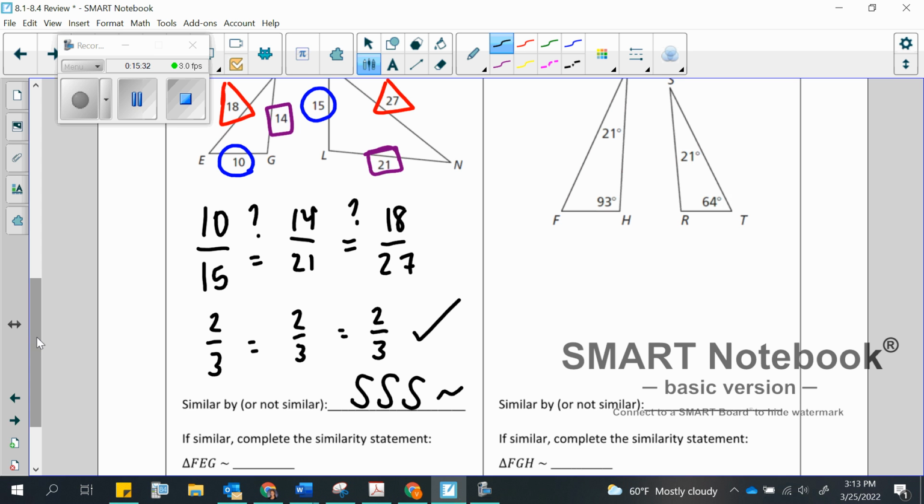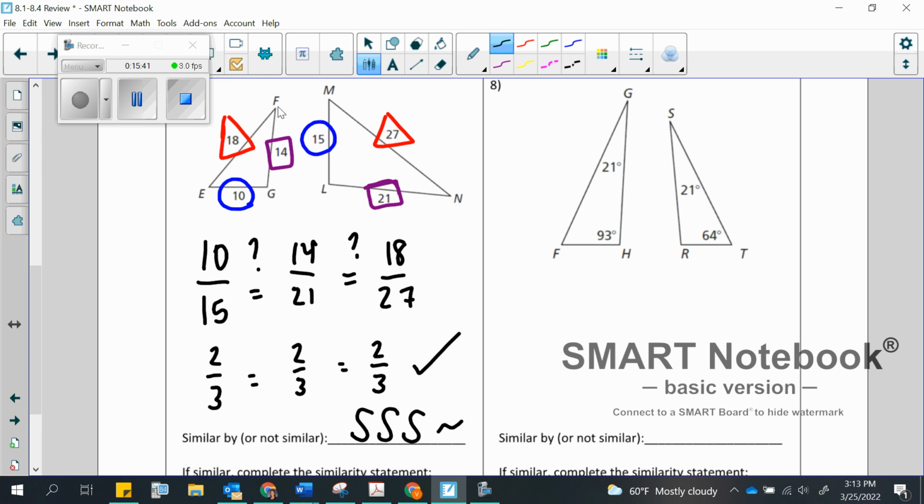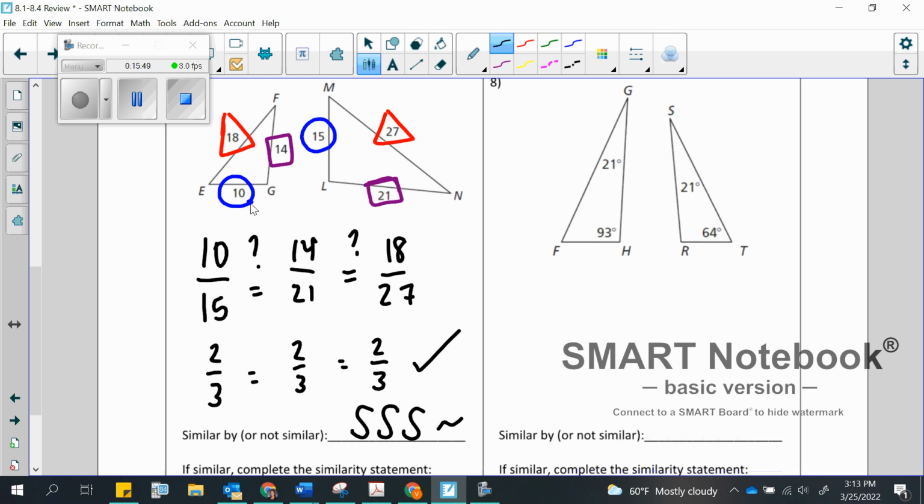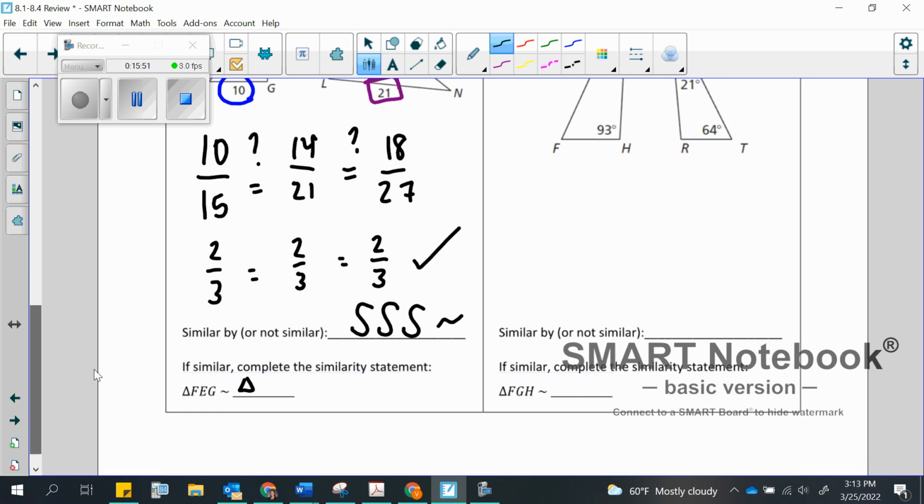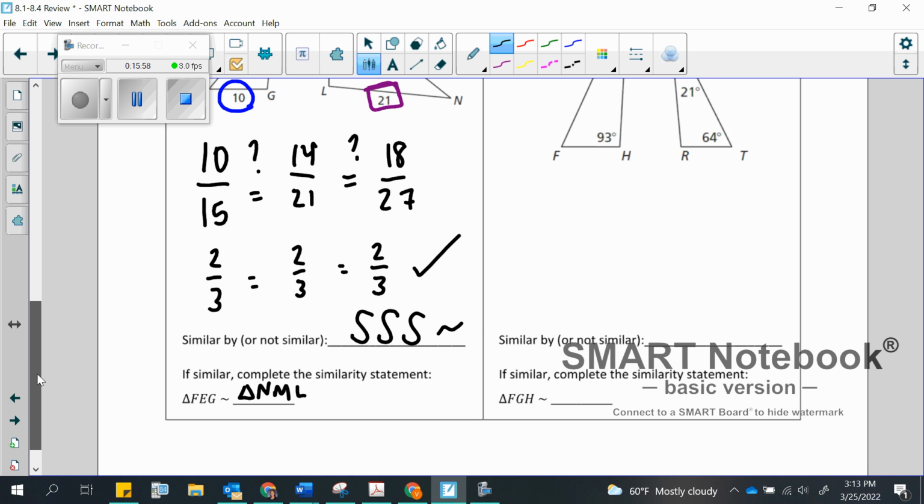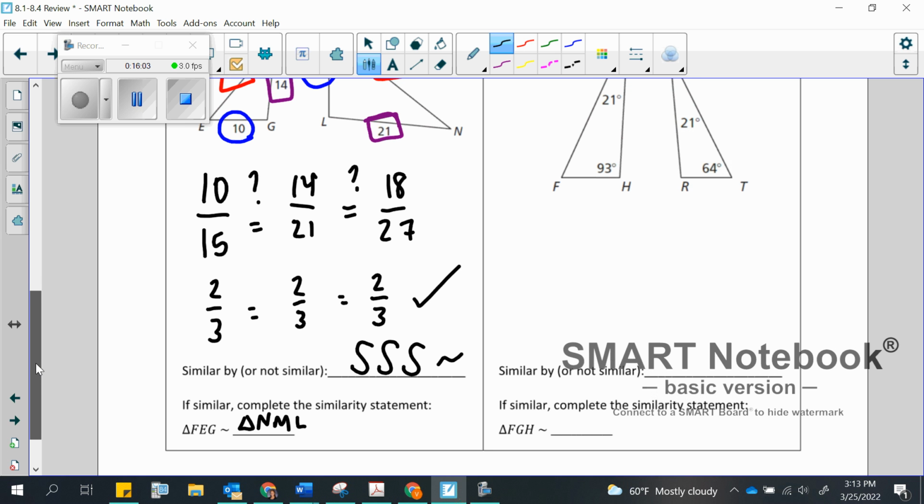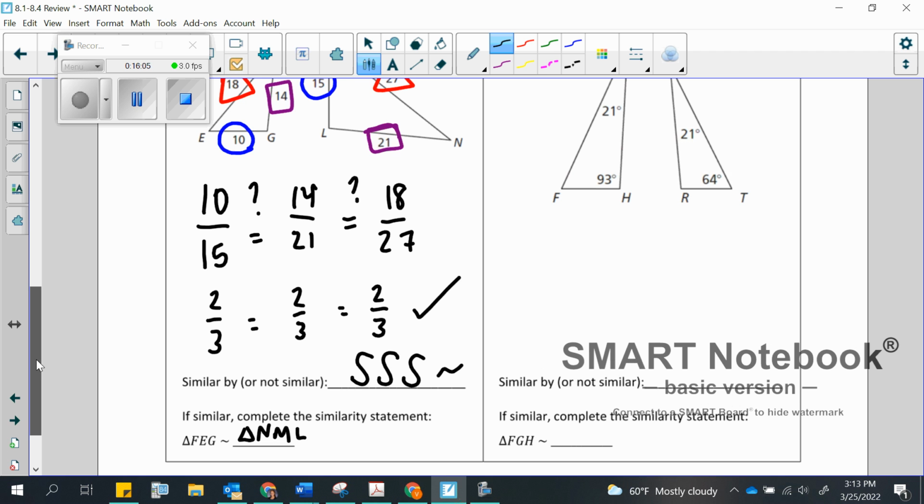Okay? And let's write a similarity statement. So we need to match up the corresponding sides. In this case, we know that FE is going to be similar to NM, and we know that ML is similar to EG. So our similarity statement would look like FEG is similar to NML. And yes, you must write it in this order. You must write NML in that order in order for the triangles to be similar.